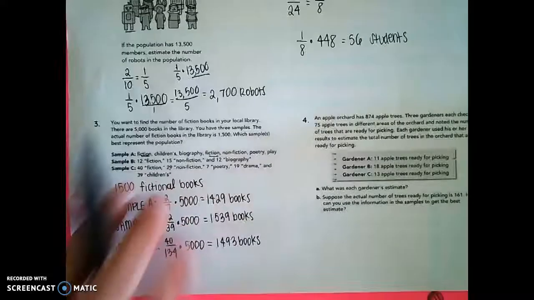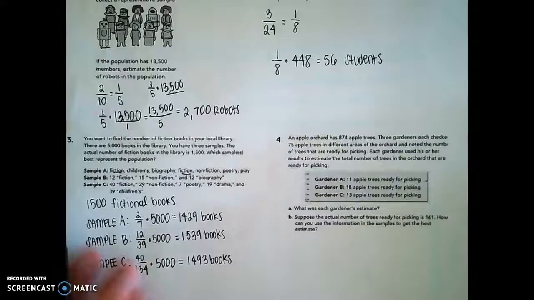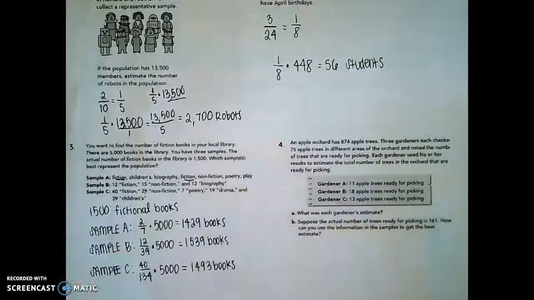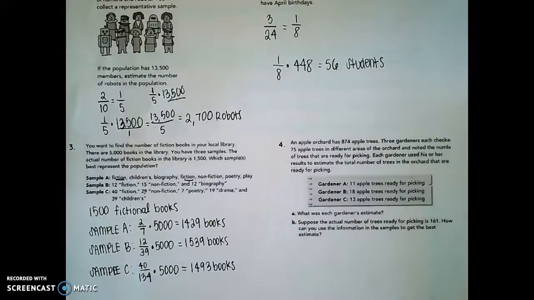Okay, in the very last example, it says an apple orchard has 874 apple trees. These gardeners each checked 75 apple trees in different areas of the orchard and noted the number of trees that are ready for picking. Each gardener used his or her results to estimate the total number of trees in the orchard that are ready for picking. So Gardener A found 11 trees ready for picking. Gardener B found 18. Gardener C found 13. And it says, what was each gardener's estimate?